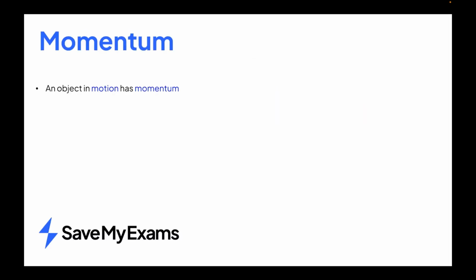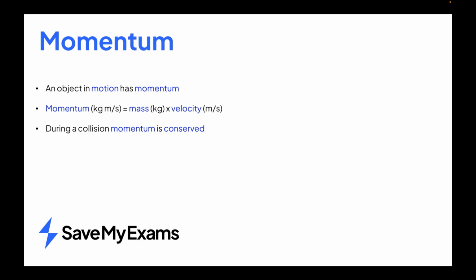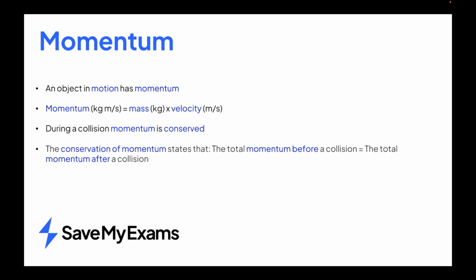In summary, an object in motion has momentum. The equation for momentum is momentum in kilograms meters per second is equal to mass in kilograms times velocity in meters per second. During a collision, momentum is conserved. The conservation of momentum states the total momentum before a collision is equal to the total momentum after a collision. You must carefully consider the direction of motion before and after a collision.